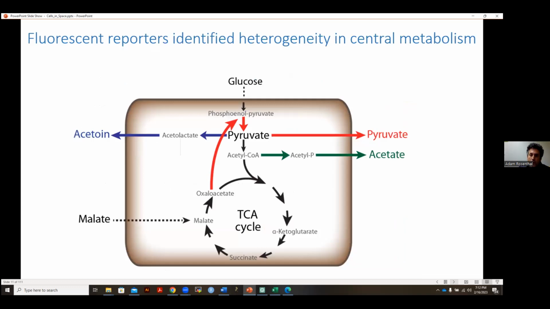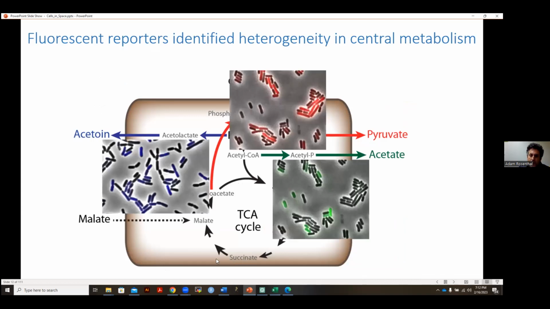And so what we did is we basically looked at central carbon metabolism in single cells, and we made fluorescent reporters to different genes in the TCA cycle or in glycolysis. And we see that even in the TCA cycle, there are some genes that are only turned on by some cells in the population. And then when they go out of later stages, there are other genes that are turned on.